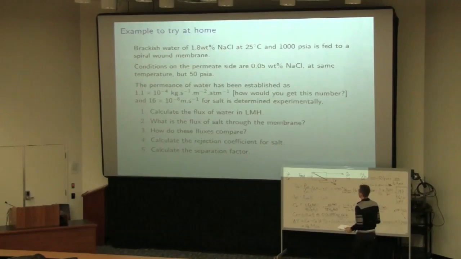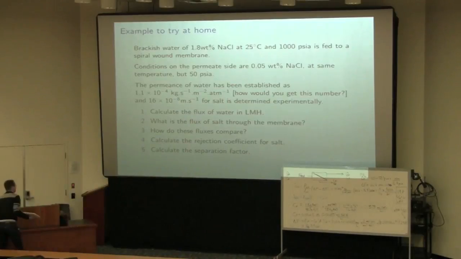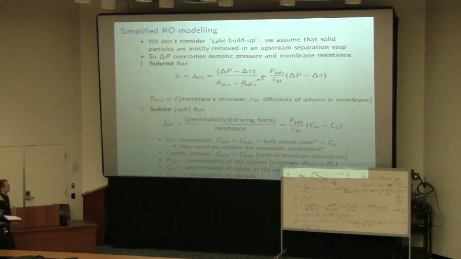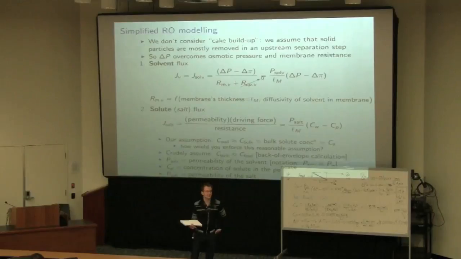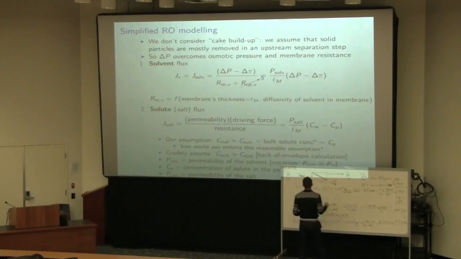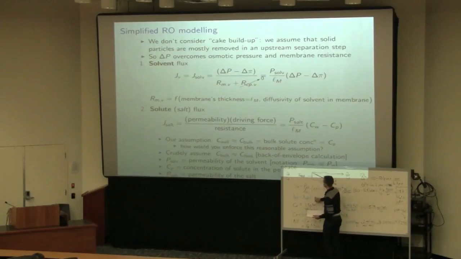Okay, so the key question for salt flux is on the previous slide, telling us that the salt will move through the membrane at a certain mass flux, given by P salt divided by L, so that's the permeance of the salt through the membrane. That would be related to the diffusivity of the salt through the membrane, lumped up as P salt divided by the thickness of the membrane, times the concentration difference. So C_W, the wall concentration, but if we don't have the wall concentration, we would try to approximate that with the bulk concentration.